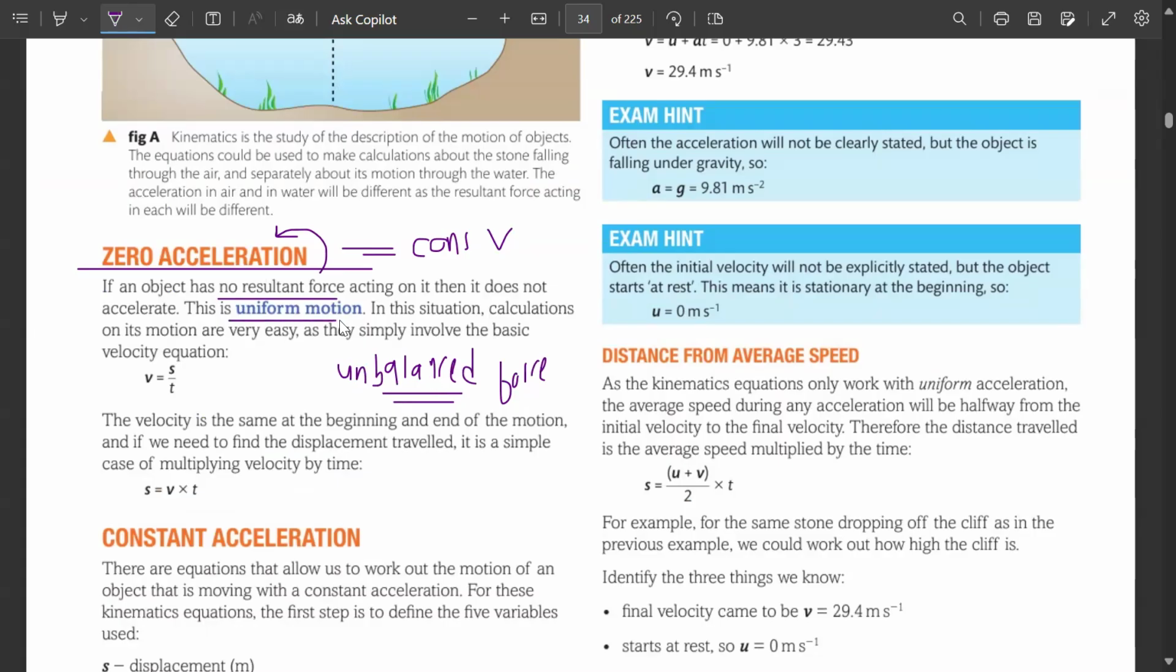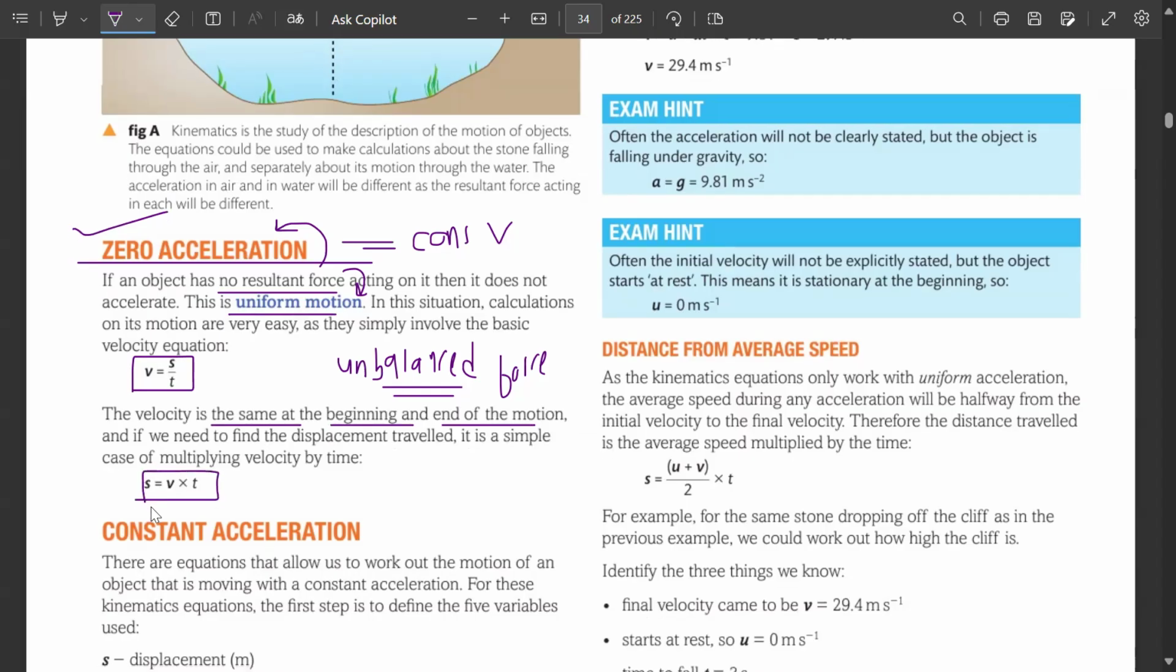This is known as uniform motion, when we say that there is no resultant force and zero acceleration. Calculations are very easy. You can easily calculate the velocity by distance over time. And the velocity is the same in the beginning and also at the end of the motion. So there is no change in the average or the instantaneous velocity. And if we need to find the displacement traveled, you can obviously do distance is equal to speed into time.